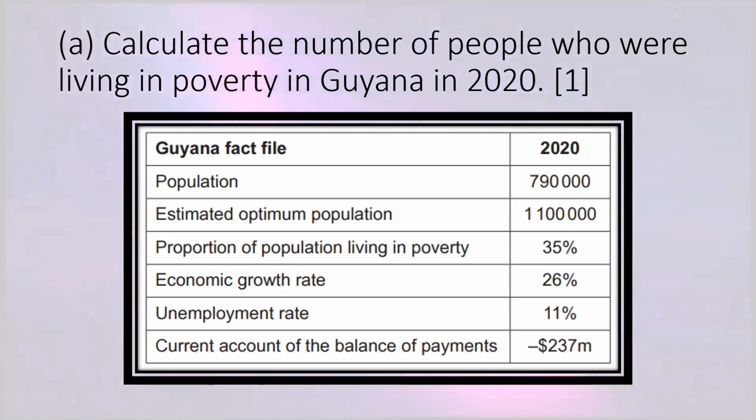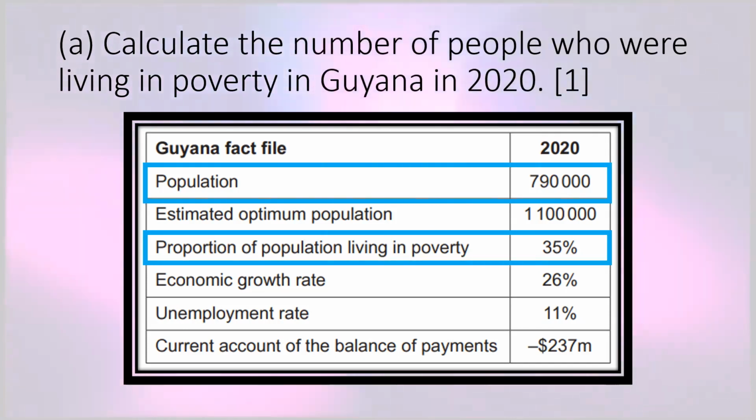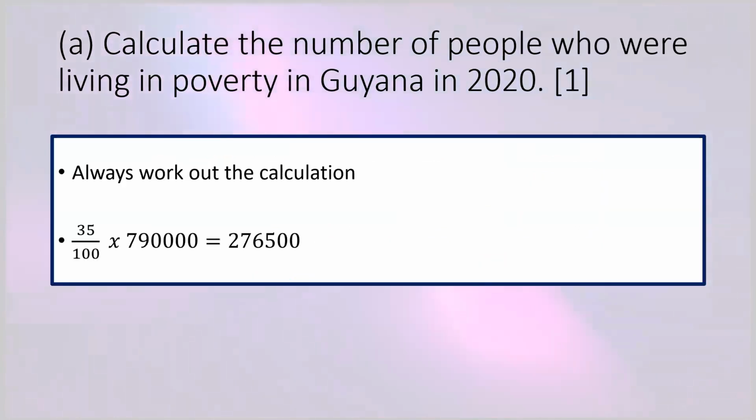Calculate the number of people who are living in poverty in Guyana. This is where you're getting your information from. You can tell this to the examiner. The population based on the Guyana fact file is this, and the proportion of the population living in poverty is this. The main point I wanted to drive across was always work out the calculation. So I've done the rough working for you here, and the final answer is 276,500.